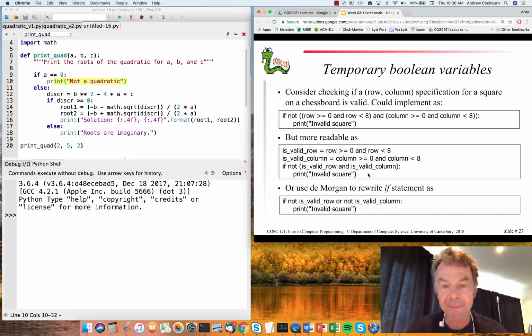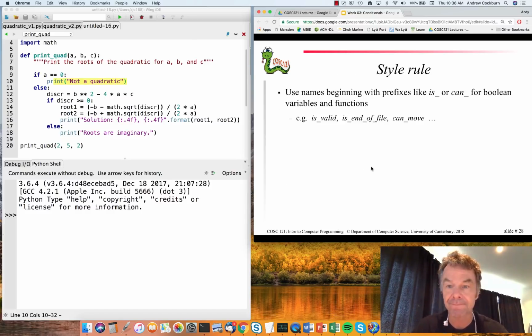But we can probably make that better still by using De Morgan's rule to rewrite that as if not isValidRow or not isValidColumn, then it's an invalid square. So this is simply De Morgan's rule applied: if not A or not B is equivalent to not (A and B). Hopefully that's clear to you.